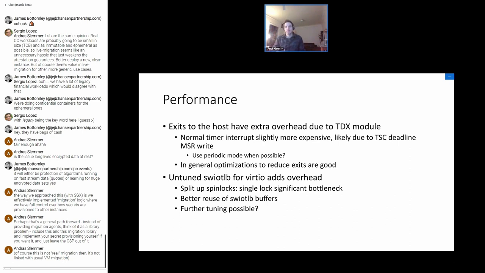But maybe more tuning is possible. We have to see. There might be a little bit more work needed to generally optimize this, because traditionally it hasn't been optimized. Yep. Thank you, Andy.